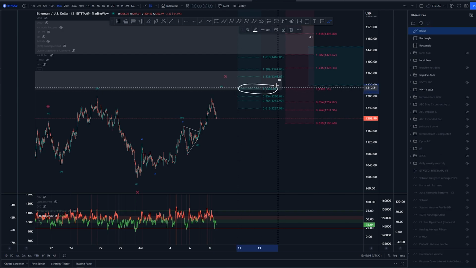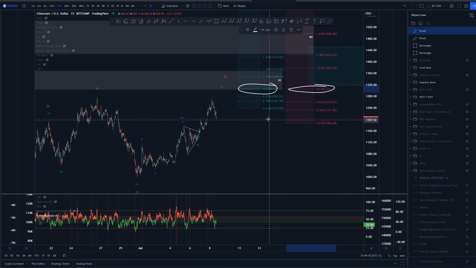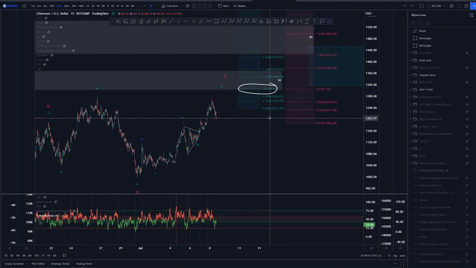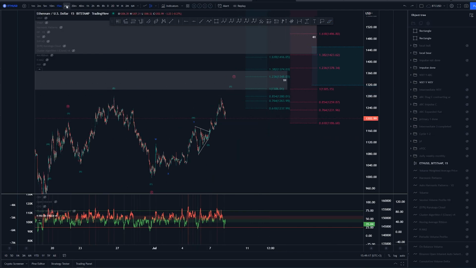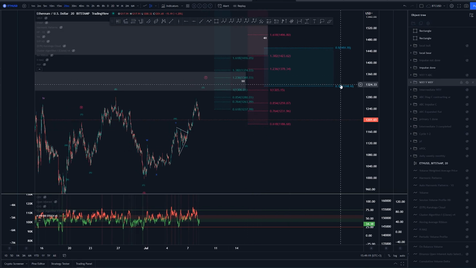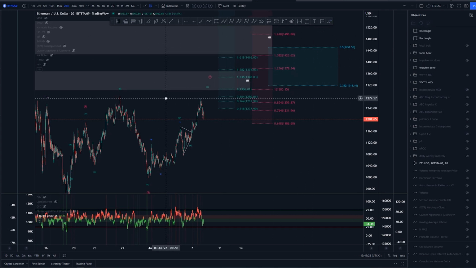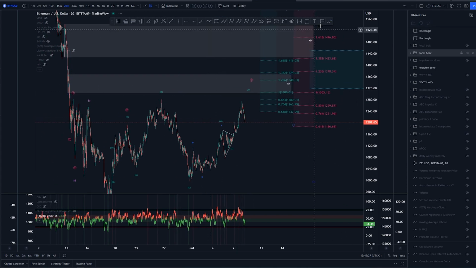Overall target, same as with the micro count here. The sub micro is around the $1,300. And yeah, that looks pretty good. The even higher time frame is just beyond them, $1,318 again for that larger degree wave B.